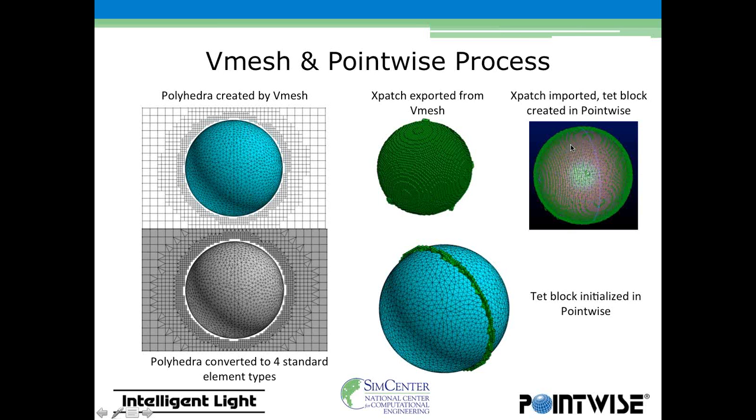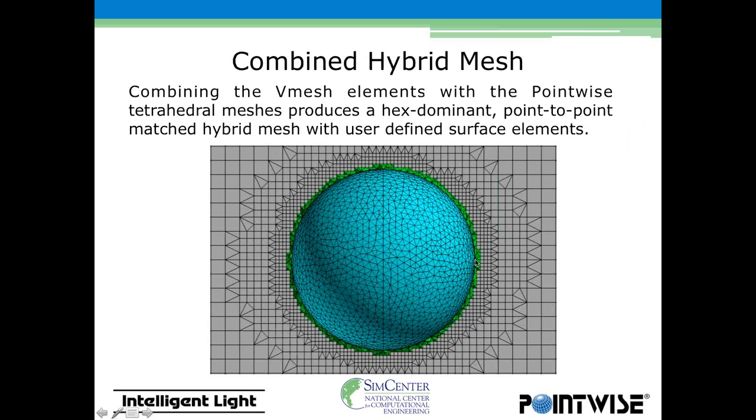So I will then make a tetrahedral block out of that surface and the true surface. And then we'll just use the standard parameters in the grid solve for initializing that tet block. And you can see in the middle bottom, the surface of the sphere, the triangles are in cyan, and they slice through the little tet block in green. So then we take and combine those two meshes, the voxel mesh and that little tet block, and we get a hex-dominant, point-to-point matched hybrid mesh using the surface-defined elements.